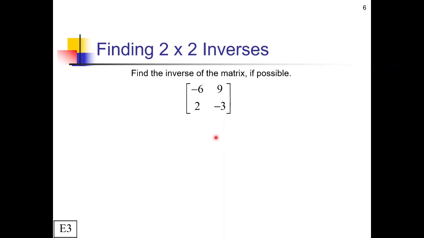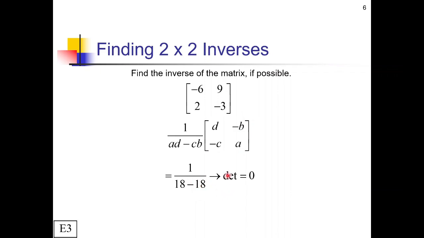All right, let's do one more example with these 2 by 2 inverses. Pause the video, try this one out. All right, so here's our formula again. We've got 1 over, in this case, negative 6 times negative 3 is 18, and 2 times 9 is 18, so 18 minus 18. Now, before we go about rearranging everything here and negating it, 18 minus 18 is 0. This is undefined. Since our determinant down here is 0, that again is going to tell us that we have no inverse for this particular matrix.